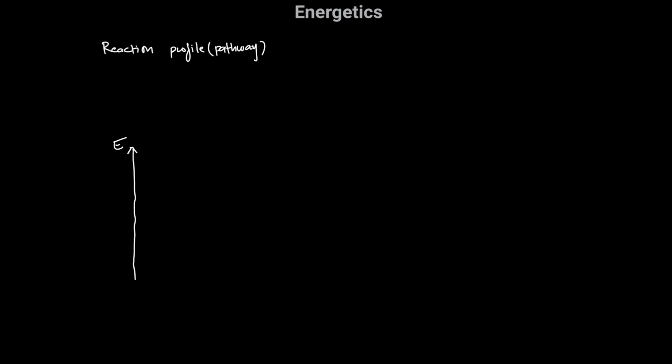On the x-axis we have reaction progress, also known as reaction coordinate. The reaction coordinate or the reaction progress, same thing. So we're first going to look at exothermic reactions. We're going to look at the reaction profile for an exothermic reaction.